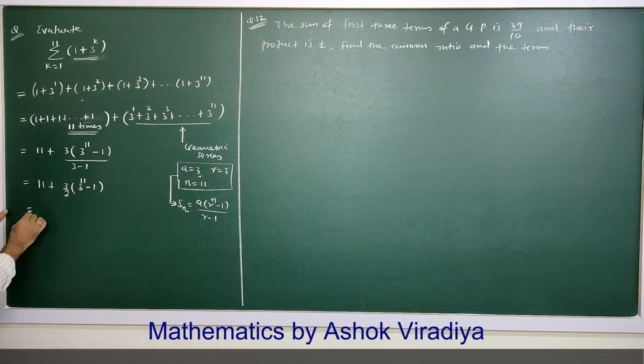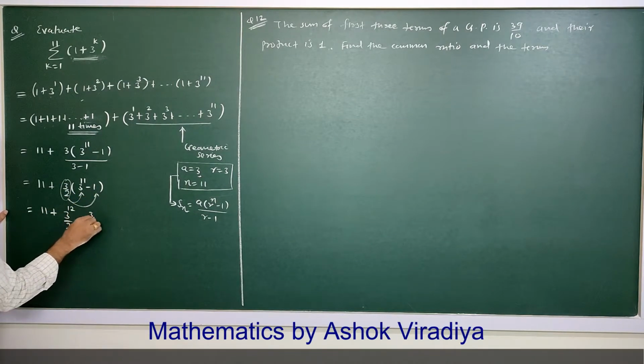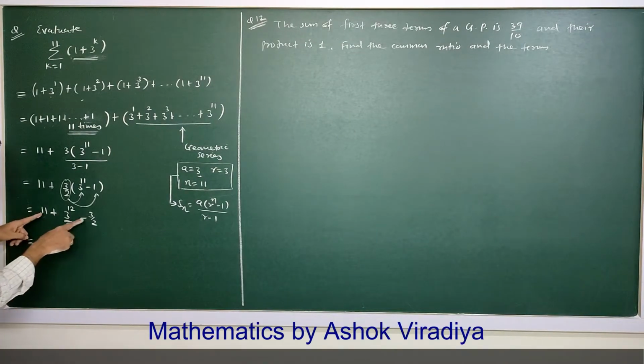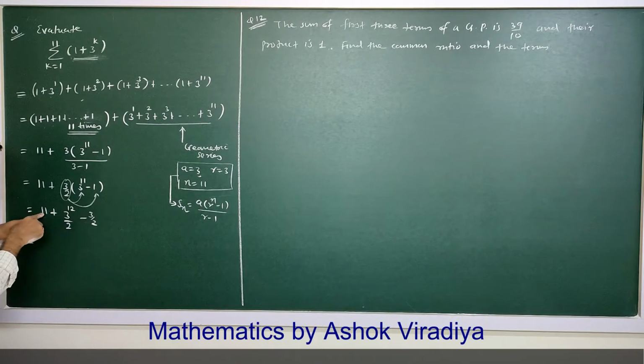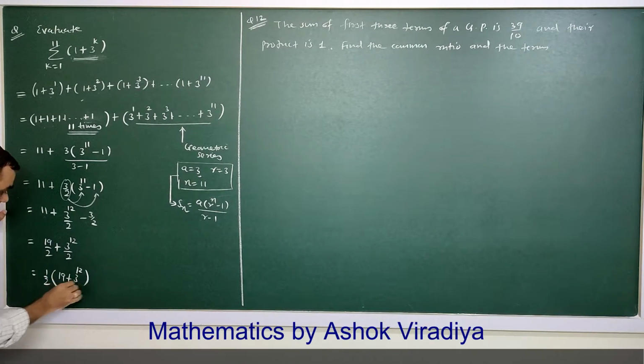This can be simplified. Multiplying 3 by 3 raised to 11, it is 3 raised to 12 by 2 minus 3 by 2 into 1, that is 3 by 2. So this is equal to, now 11 minus 3 by 2, so 22 minus 3, 19. So 19 by 2 plus 3 raised to 12 by 2. Its simpler form is taking 1 by 2 common, 19 plus 3 raised to 12. So this is the final answer.